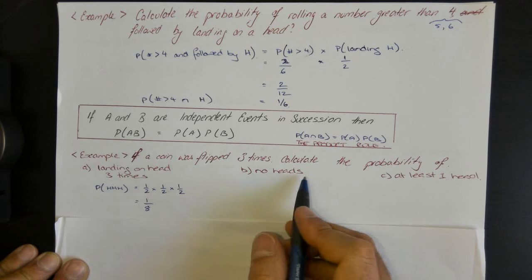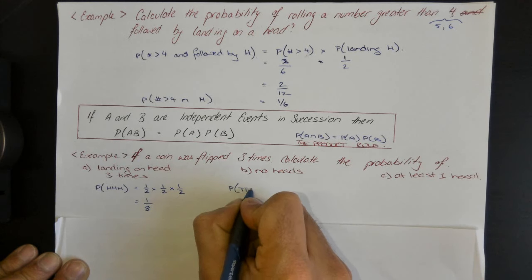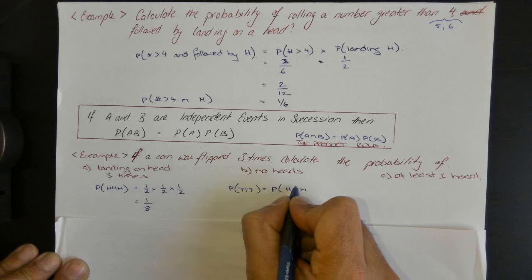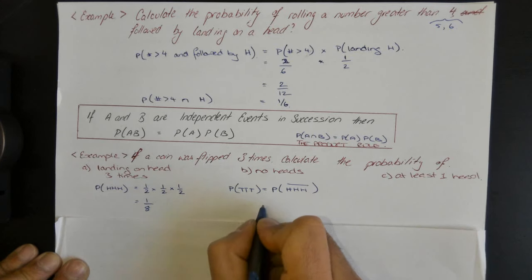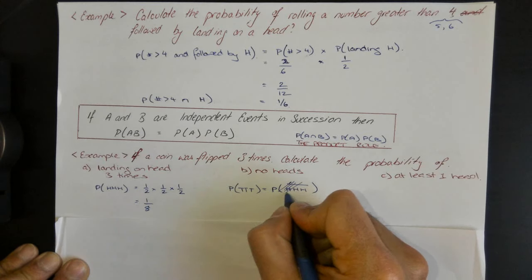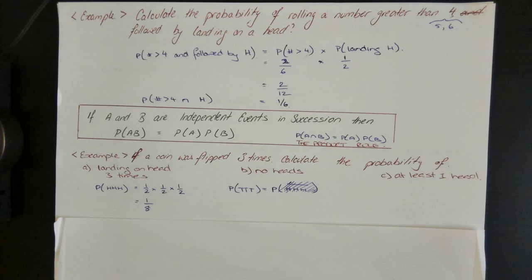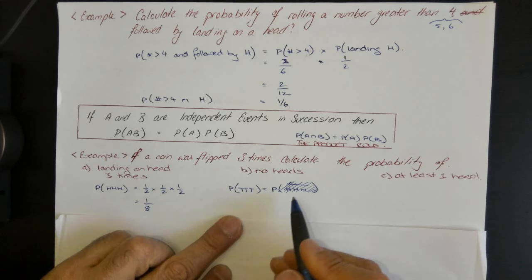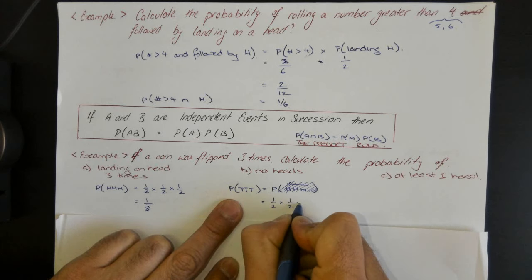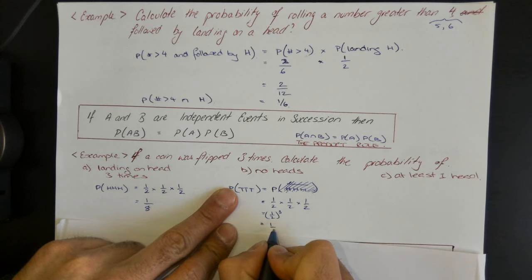The probability of getting no heads is the same as getting just 3 tails. Sorry, that's not correct to say it that way, because that would also allow heads, tails, or a combination of both. So no heads will be the probability of tails, and that's going to be the same: a half times a half times a half, or a half to the power of 3, which is 1 over 8.